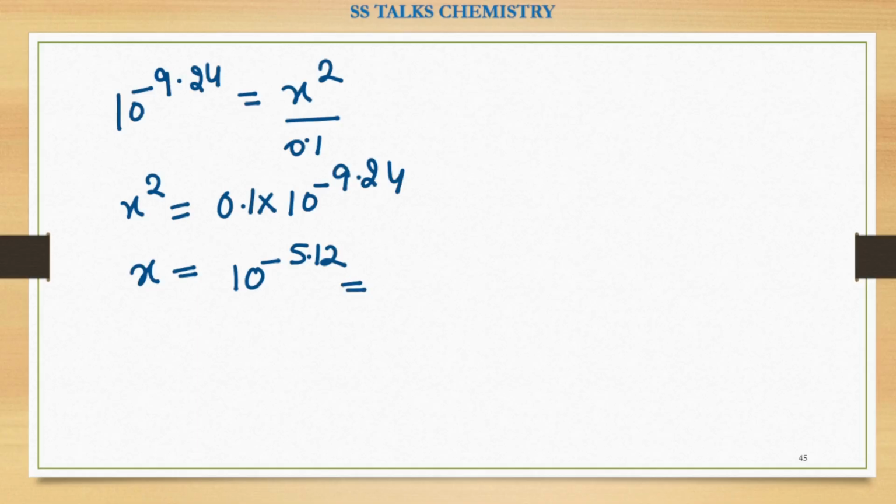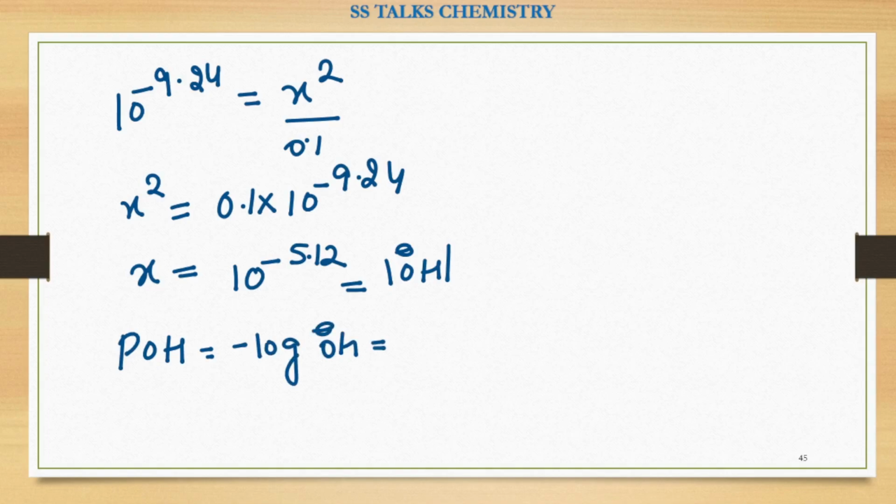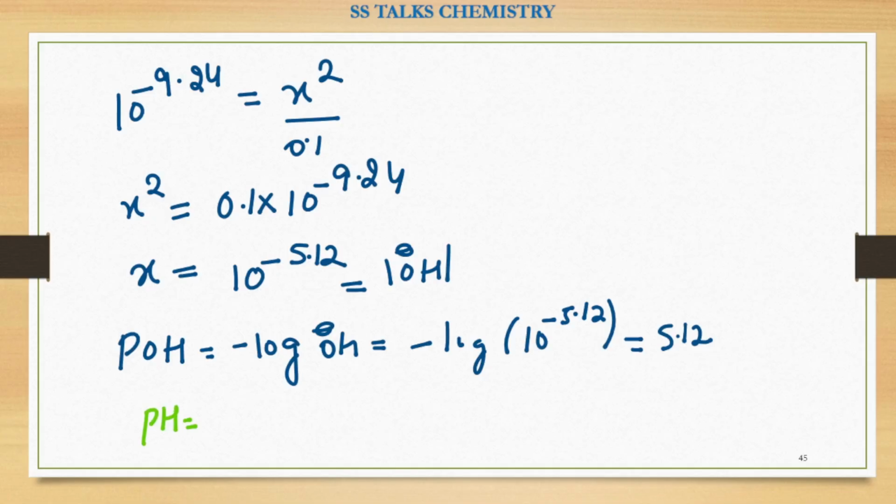Right, so this is nothing but the concentration of OH negative you have. From here we can find the value of pOH, which is the negative log of OH negative, equal to negative log of 10 raised to the power of minus 5.12. That value comes out to be 5.12. We need to find the pH value. So pH will be equal to 14 minus this pOH value, which is 14 minus 5.12. That gives us 8.8.